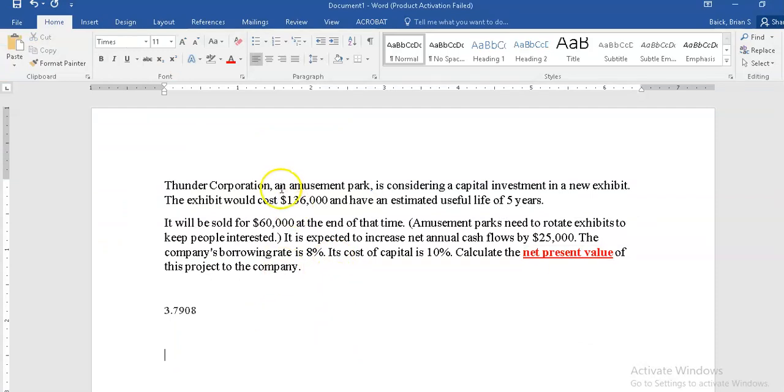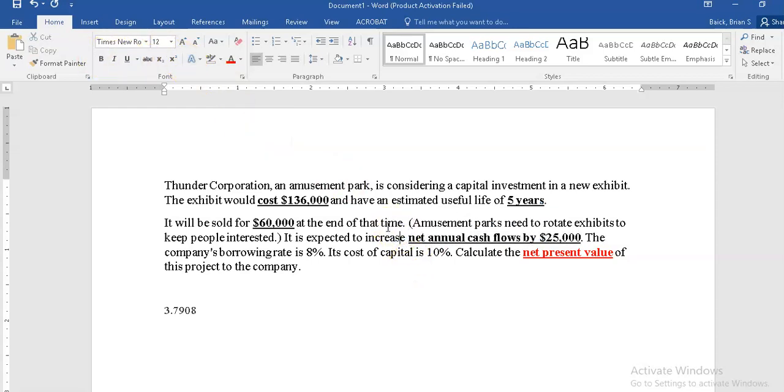Okay, so in this problem, it says that you have an investment that costs $136,000. So you have to pay $136,000 to get the investment started. The investment is going to last for 5 years. Okay, so these are all important facts. At the end of the 5th year, you're going to sell the investment for $60,000. And then it says that while you have the investment, you're going to get extra money in the amount of $25,000 per year. So it says net cash flow, $25,000 per year.